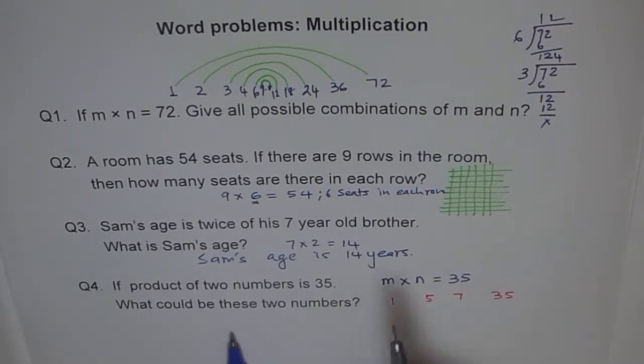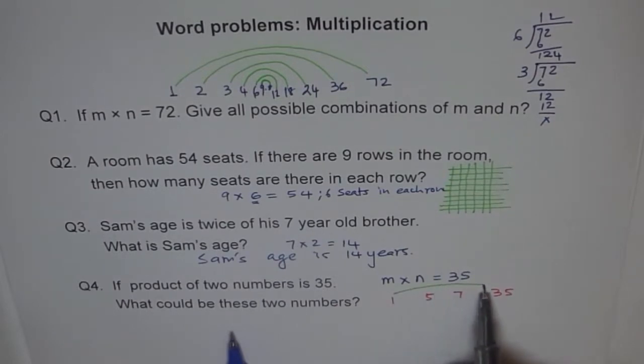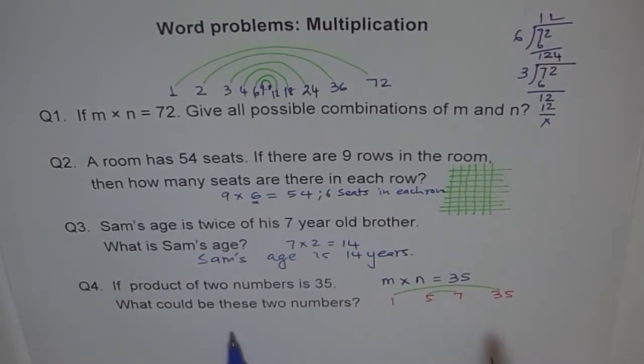This one didn't turn out to be that big, right? So you say, okay, these are our combinations, right? So it is 1 times 35 or 5 times 7, which will give us 35. You could write it the other way also, commutative. 7 times 5 or 35 times 1.